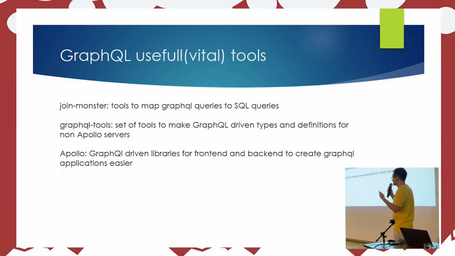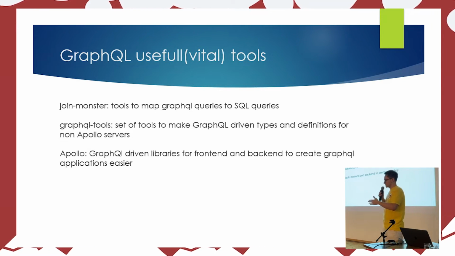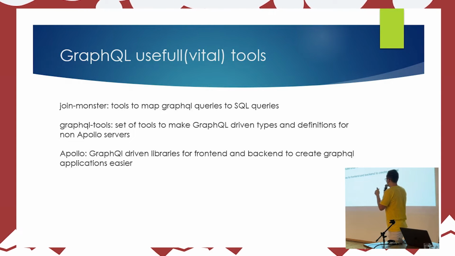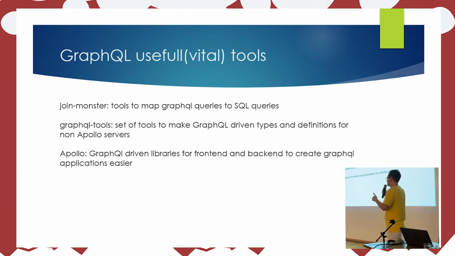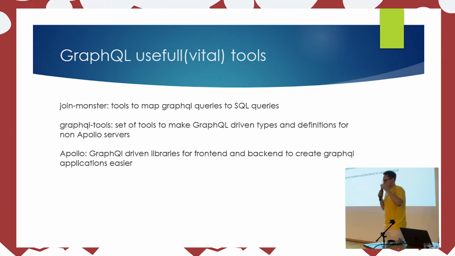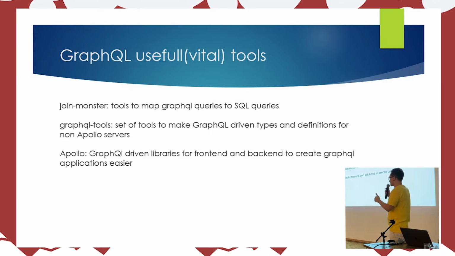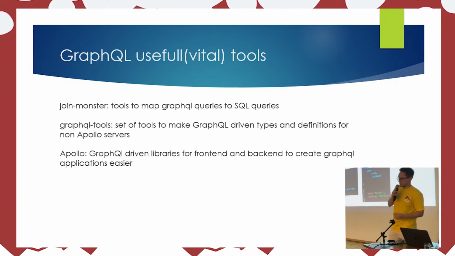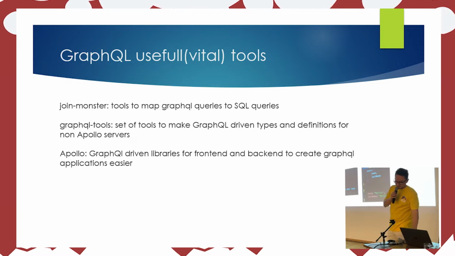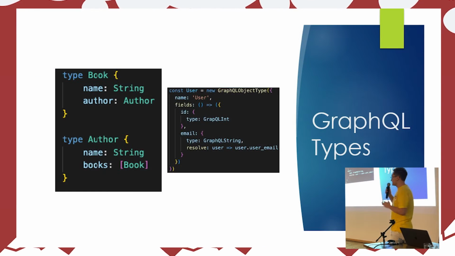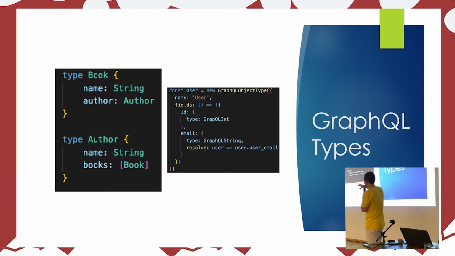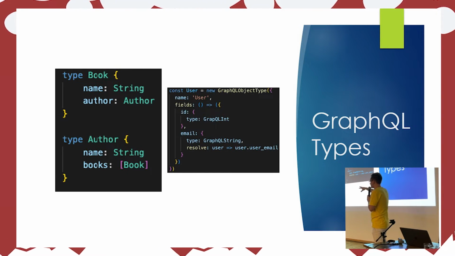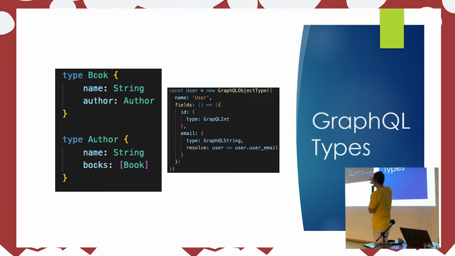And Apollo is a completely GraphQL-driven library for front-end and back-end. Actually, they are designed also by Facebook. So it's Apollo server, some React libraries, some Angular libraries, which can help you to work with GraphQL. That's why when I decided to switch, I decided to place two different ways. The left one on this screen is how Apollo types work and how it works with GraphQL libraries.